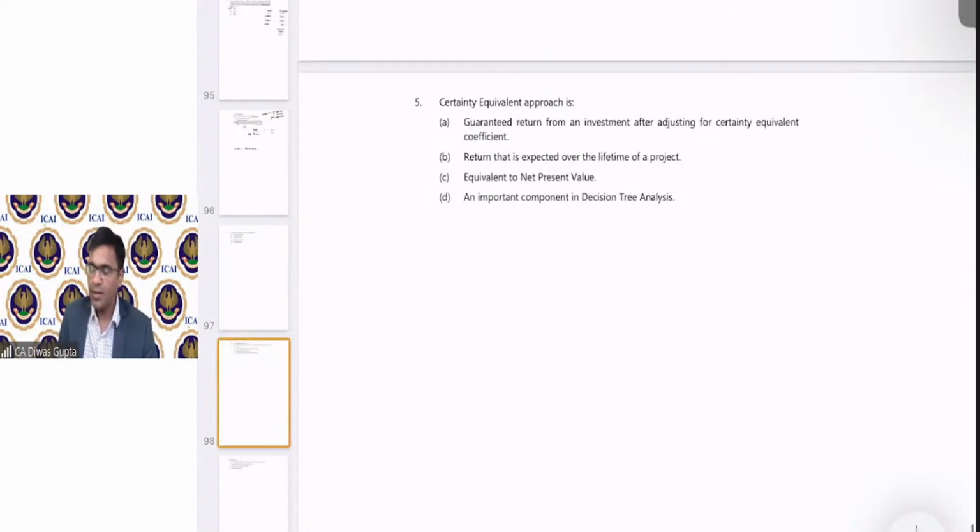Next, certainty equivalent approach is guaranteed return from an investment after adjusting for certainty equivalent coefficient, return that is expected over the lifetime of a period equivalent to the net present value, an important concept on decision tree analysis. So students, just think and answer what is a certainty equivalent approach. Which answer do you think resonates more with the concept that we have studied on the certainty equivalent?